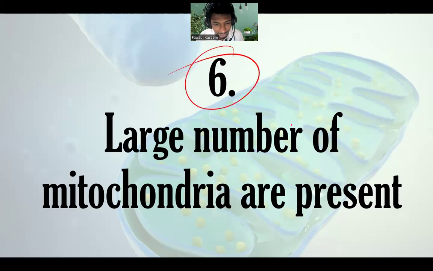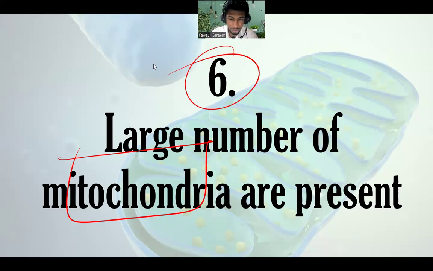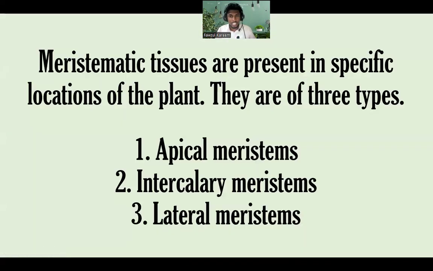And feature number 6, they have a large number of mitochondria. Can anyone say what is the function of the mitochondria? In your grade 10 you have studied. Okay, you are grade 10, right? Grade 11 students, can anyone say what is the main function of the mitochondria? Producing power, producing the energy. Yes, very good. Producing the energy is the main function of the mitochondria. So these cells have a large number of mitochondria. These are the 6 features of the meristematic tissues.